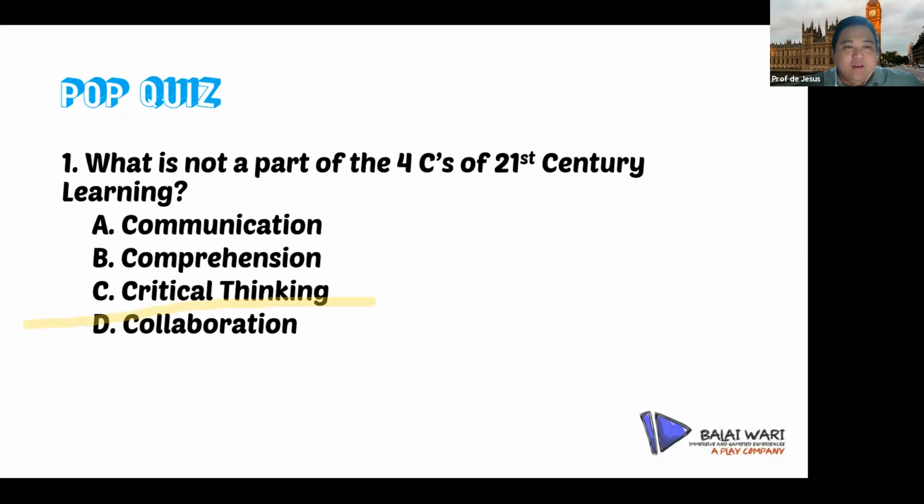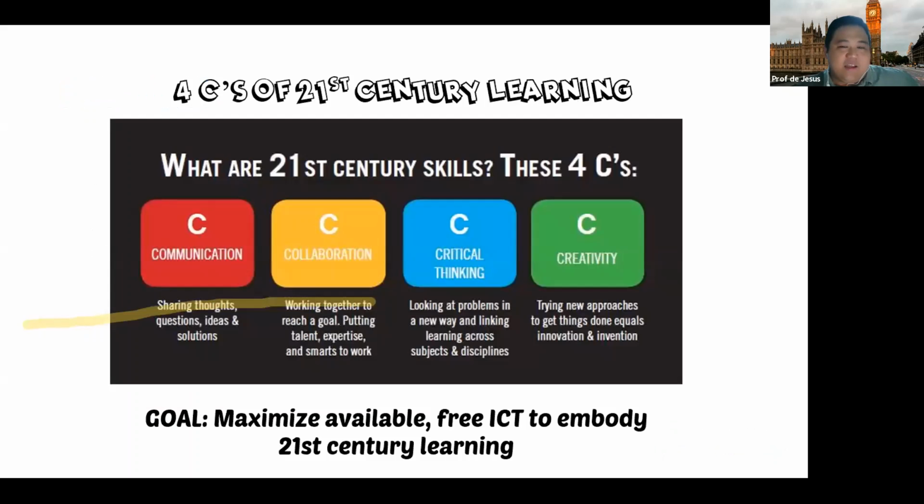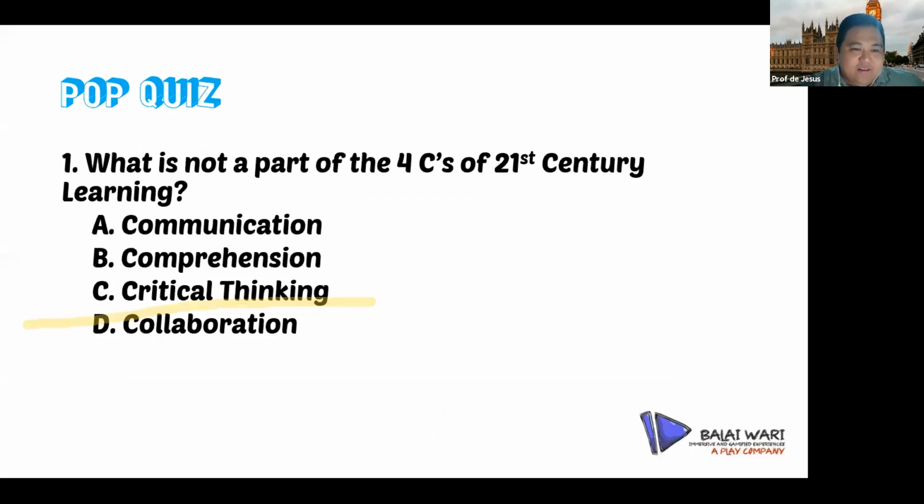Everyone, please use the chat function and answer using the letter. Is it A, communication? Maybe my computer is on AI. Very sorry for this. Is it B, comprehension, critical thinking, or D, collaboration? I need your answers right now. What do you think is not part of 21st century learning?